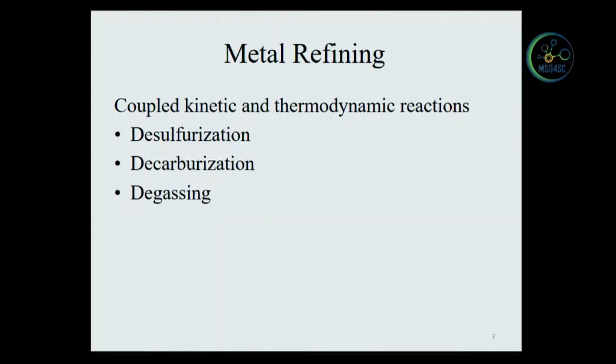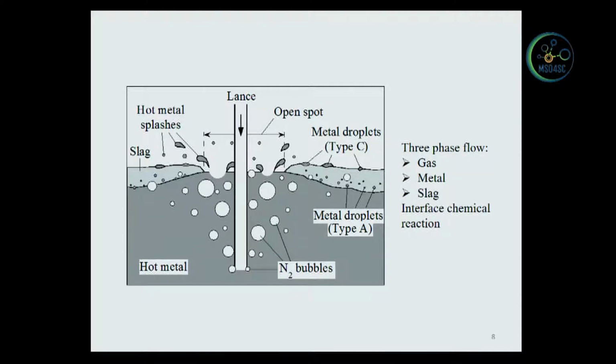First, I want to talk about metal refining. This process couples kinetic and thermodynamic reactions. The aim is desulfurization, decarburization, and degassing. This picture generally shows the process of metal refining. We can see that we have bubble injection. The bubble floats up and breaks, and then there are metal splashes that may go to the top slag. If too much metal goes to the top slag, then the metal is lost.